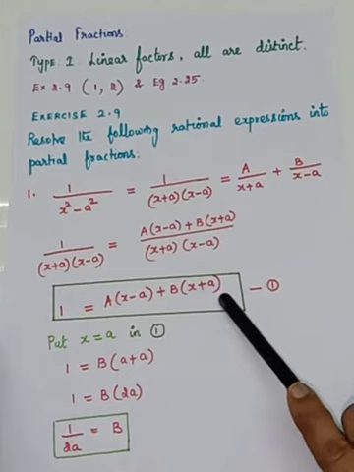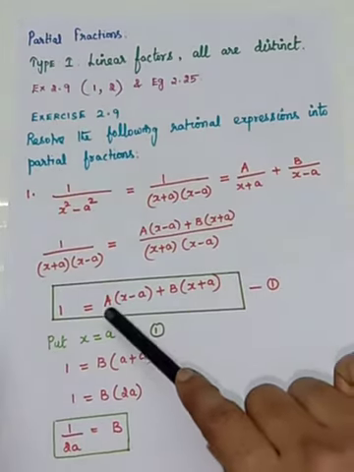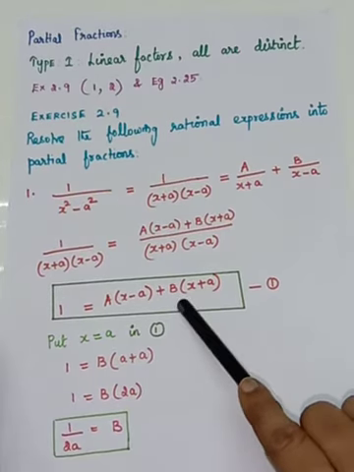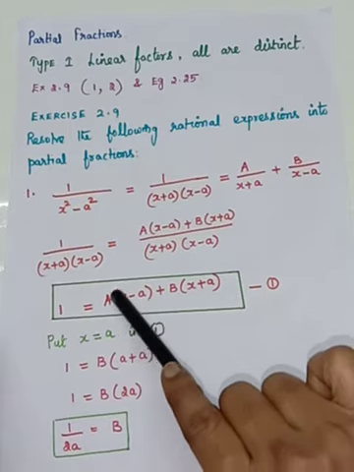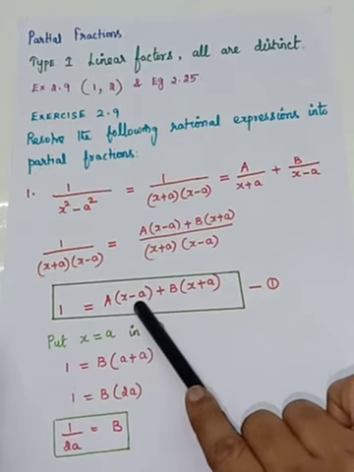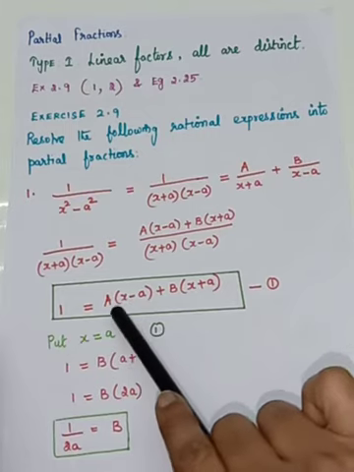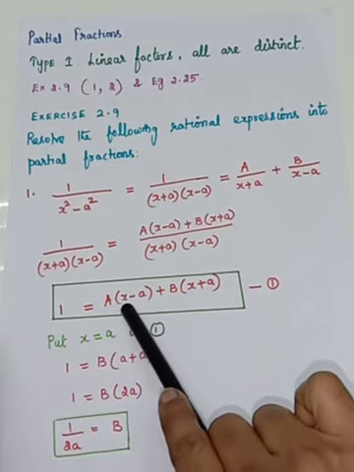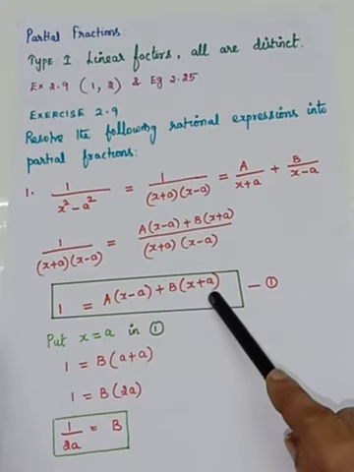This is the important step. So you have to call this as 1. Now you have to find the value of a and b. What is involved here? A linear factor. What linear factor? Here you are having x minus a. If you substitute x as a, this term will get cancelled, so you can find the value of b.